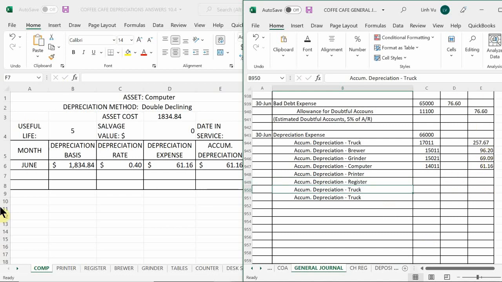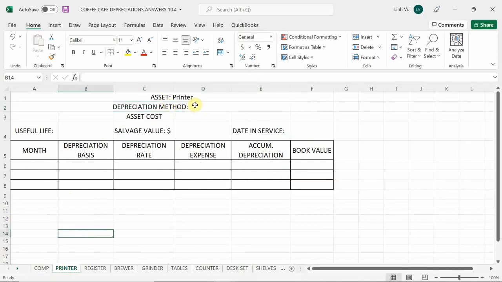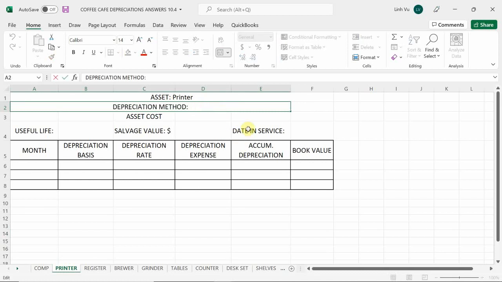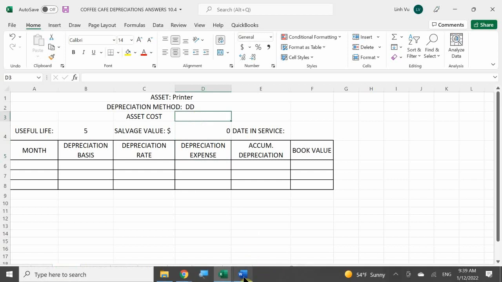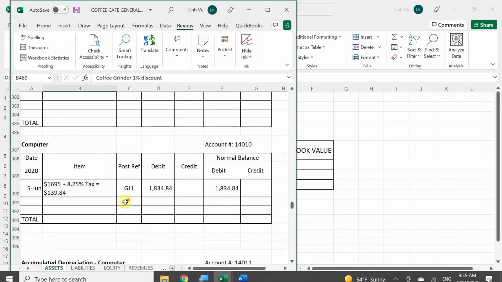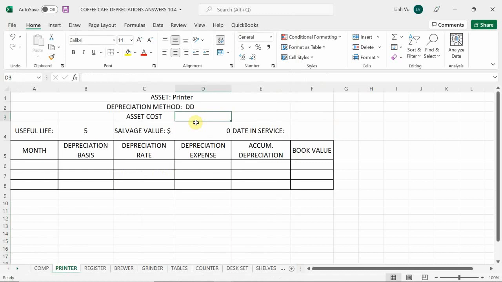Okay, so now let's go ahead and do the printer. So printer, once again, we're still doing double declining. I'm going to put DD for short. It's got 5 years life, 0 residual value. So let's go ahead and determine how much the printer cost us. Okay, the printer is worth $378.87. And of course, we bought it the same day as the computer.